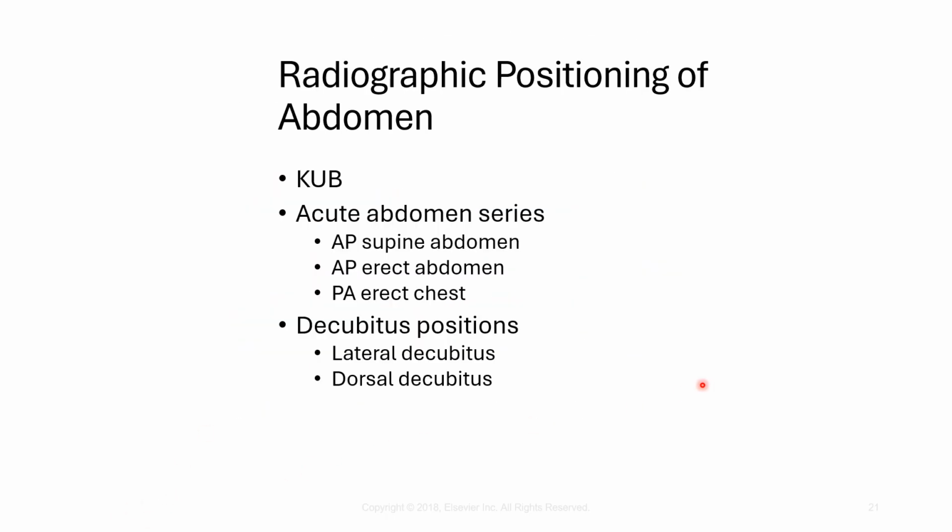When we look at radiographic positioning of the abdomen, we tend to look at the KUB or an AP supine abdomen. And then there are other positions such as an acute abdominal series, which includes 2 pictures of the abdomen and 1 picture of the chest. And then we also have decubitus positions, which we know implies horizontal beam, and we're looking for air fluid levels. So we do lateral decubitus on the abdomen and dorsal decubitus.